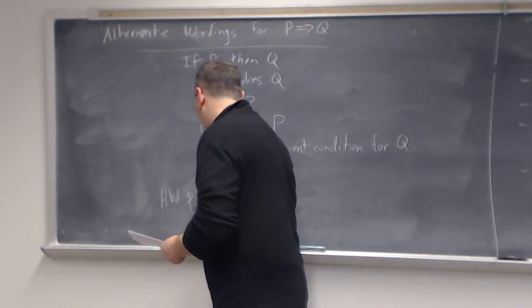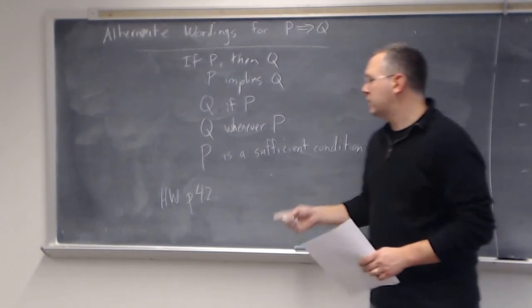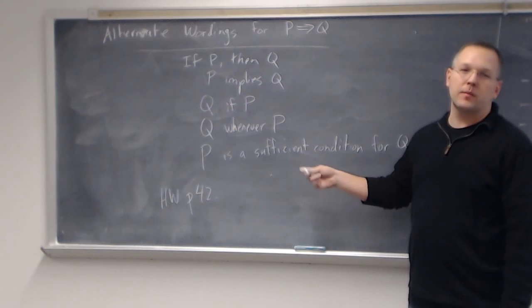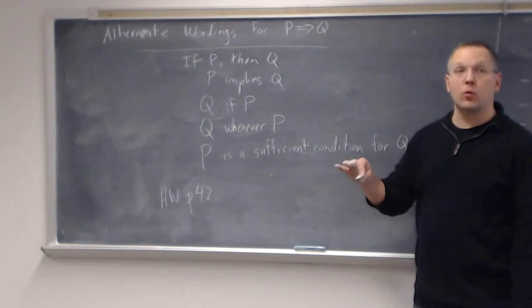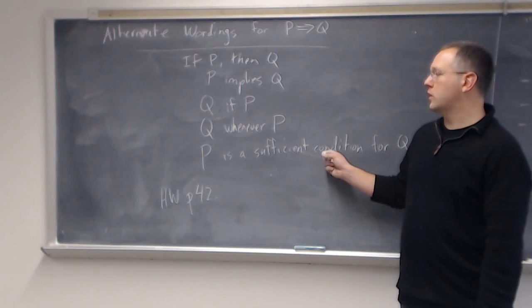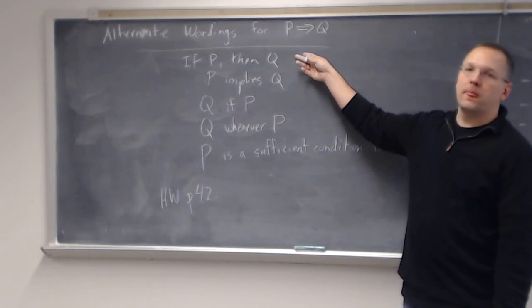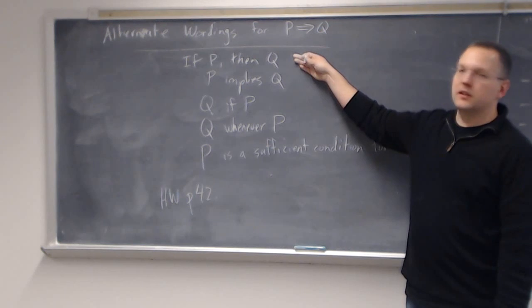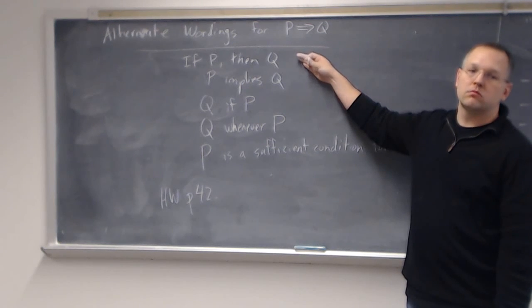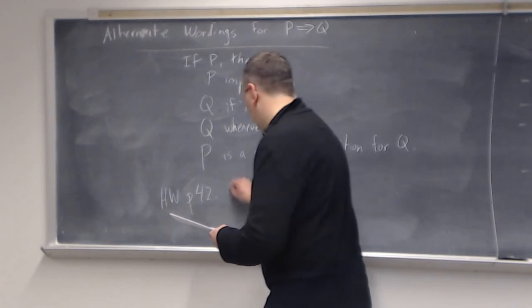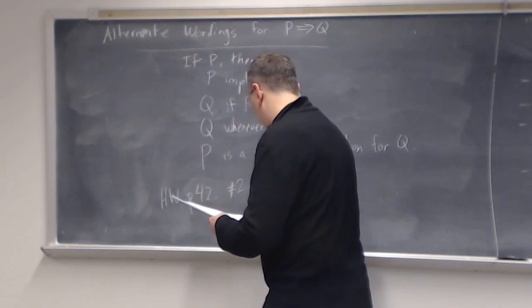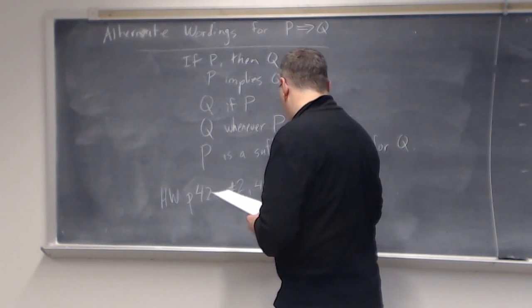It kind of makes you think about the wording here. There's going to be some sentences like P is a sufficient condition for Q, and they'll actually have words in there, and they just want you to make it the plain vanilla conditional statement if P then Q. And those are some of the problems here. So page 42, number 2, 4, 5, 7, 8.